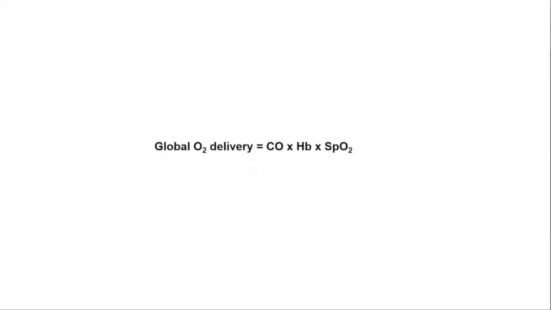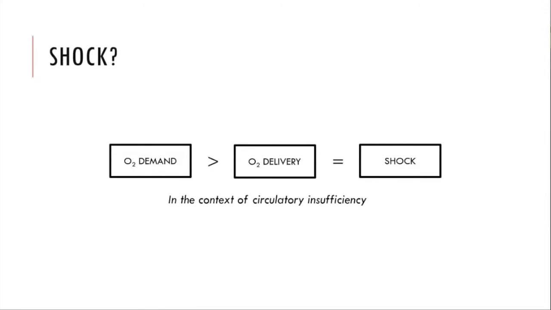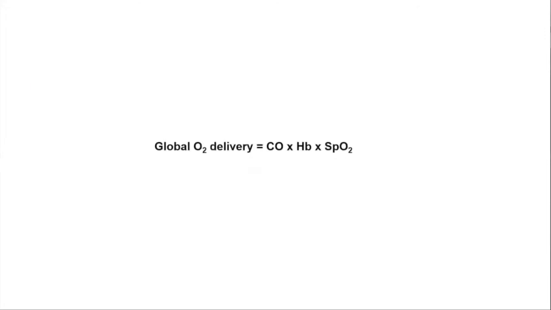So global oxygen delivery, if we flick back to this slide, try and keep this in your mind: O2 demand is greater than O2 delivery, and that's what a shocked state is. And so when there's some kind of pathophysiology that causes your O2 demand to be really high at the cellular level or end organ level, we need to think about how we can increase the O2 delivery. Hopefully everyone follows that.